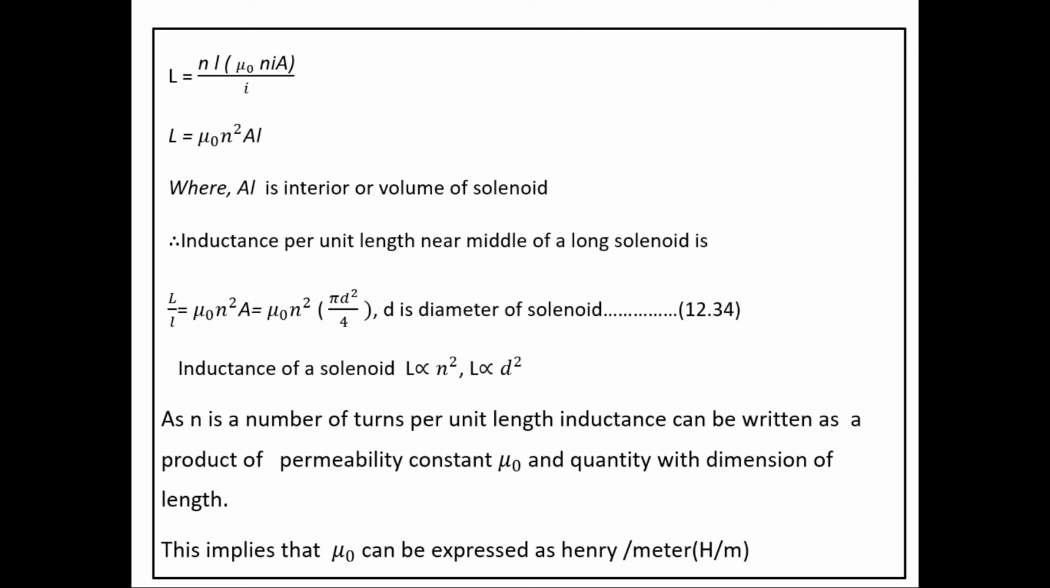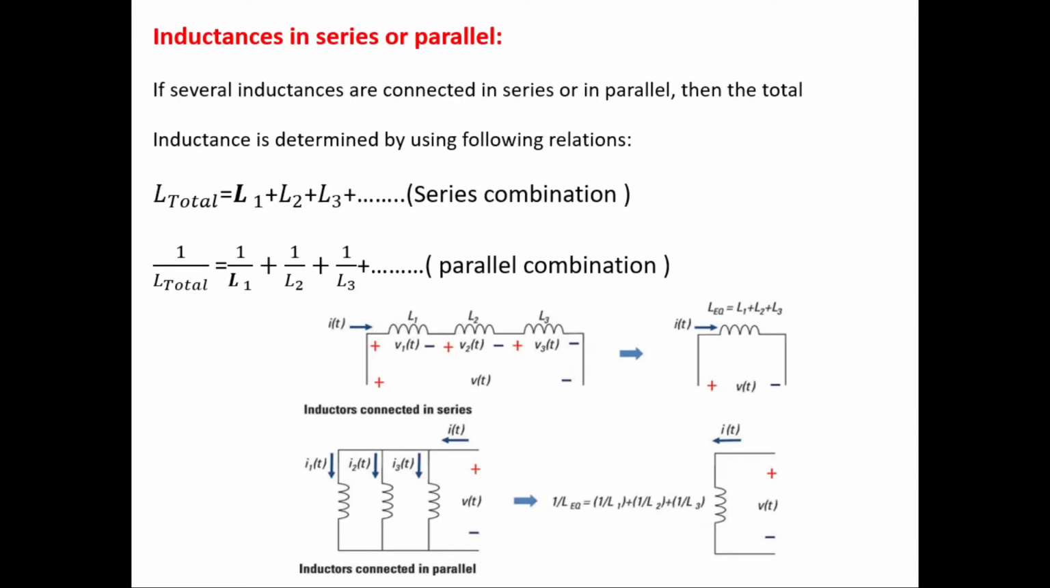Now put the value of A, the area of the solenoid, which is pi d square upon 4, and we get inductance per unit length as mu 0 n square into pi d square upon 4. Therefore the inductance of the solenoid is directly proportional to n square, and it is also directly proportional to d square, that is diameter square. From this equation we can say that the inductance depends upon the dimensions of the solenoid.